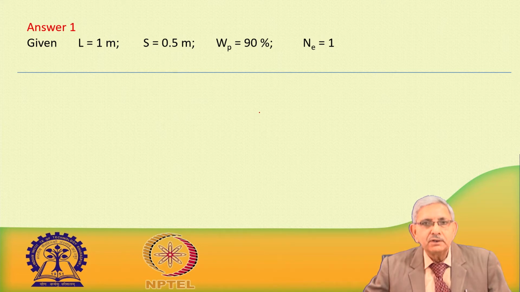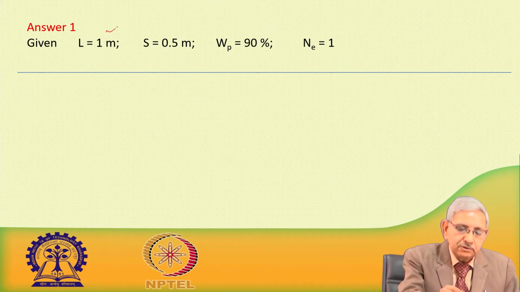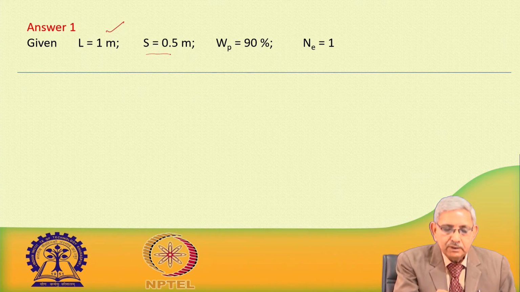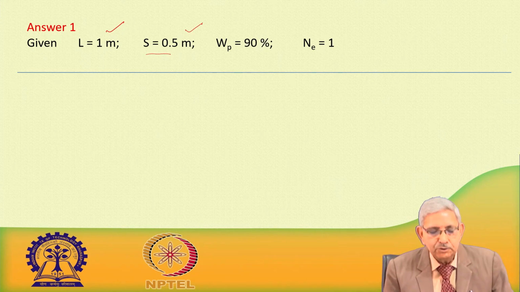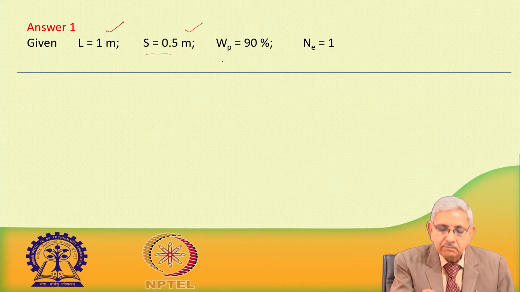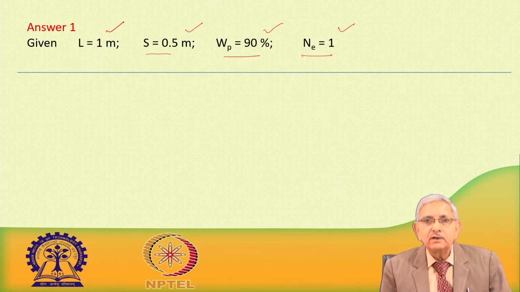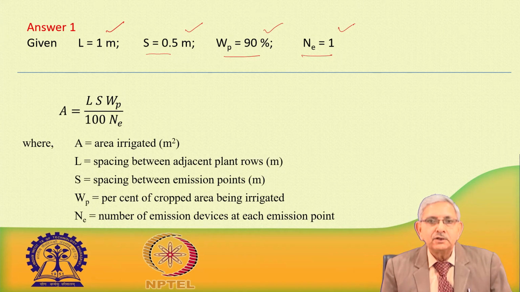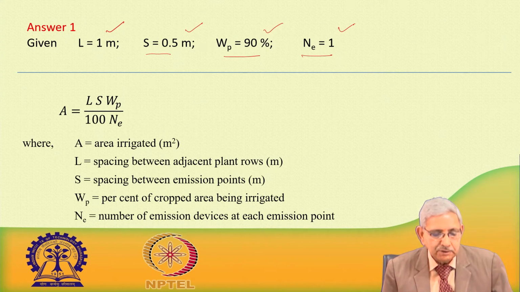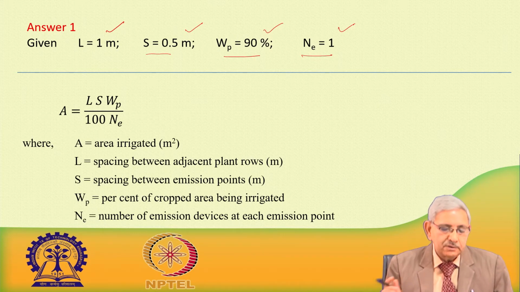It is a simple question: spacing between the drippers and the row to row spacing of the plant, that is L equal to 1 meter. This is what is given. We are given the spacing between the emitters, that is 0.5 meter, the wetting percentage 90%, and the number of drippers for each plant is N equal to 1.